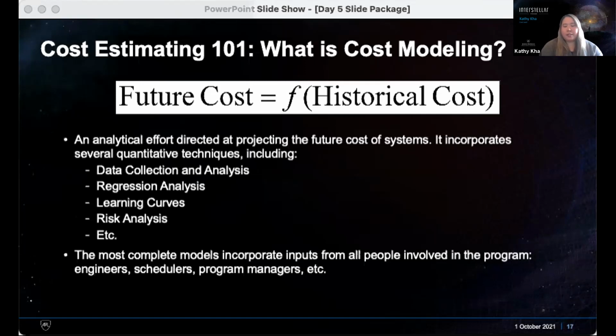And the last thing here too is that we don't estimate costs in a vacuum. We work with the program and the team to make sure that everyone has input into the cost estimate. So we get technical inputs from the engineers, we get scheduling inputs, programmatic inputs. We have all of that reflected in the cost estimate. Next slide, please.